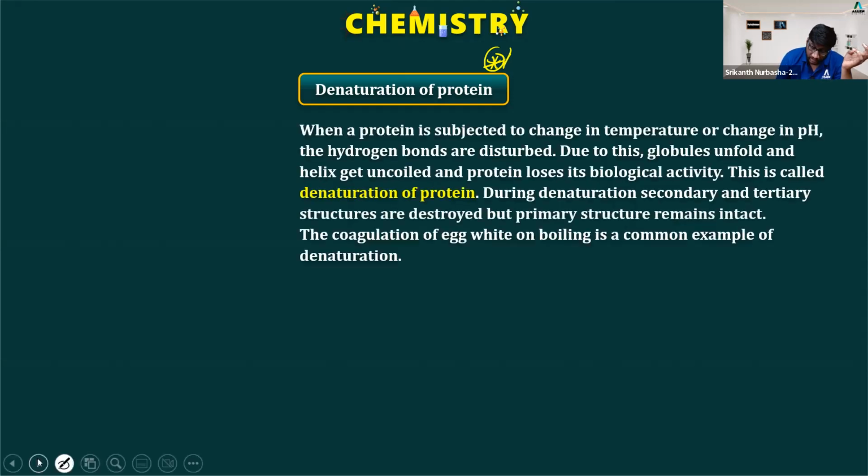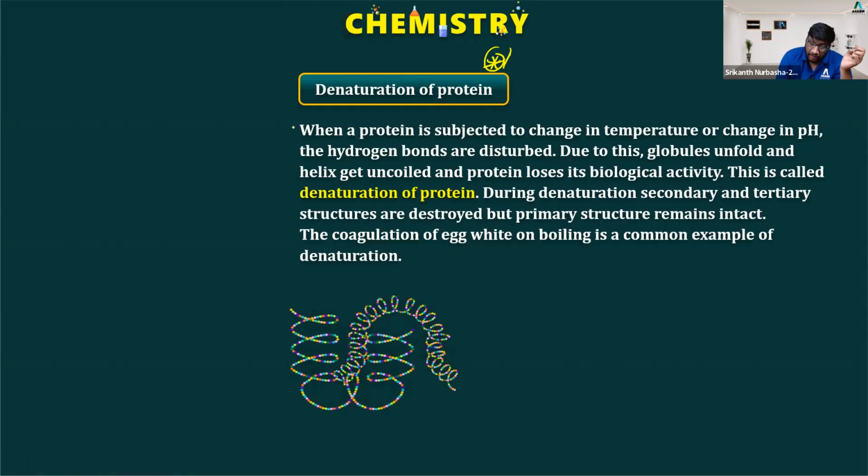And because of this, the biological activity will be disturbed. This is nothing but denaturation. The natural protein has some activity, and that activity has been lost. That is why it is called denaturation, the removal of its natural property. When a protein is subjected to a change in pH or temperature, the hydrogen bonds are disturbed. Due to this, globules unfold and the helix gets uncoiled, and the protein loses its biological activity. This is called denaturation of proteins.